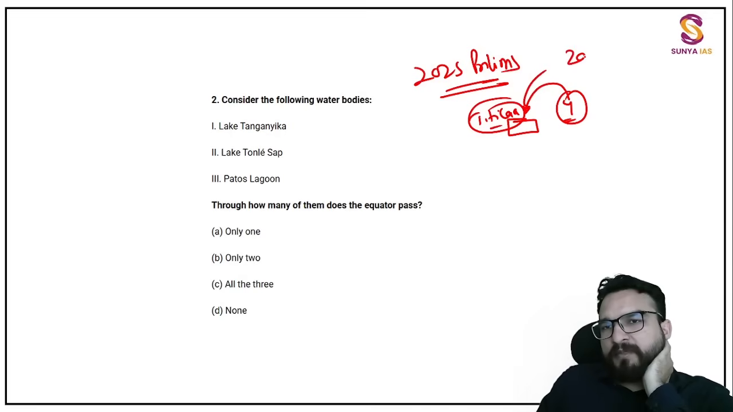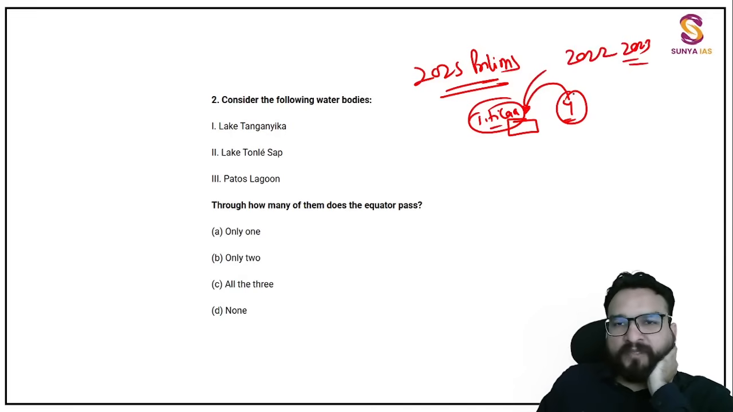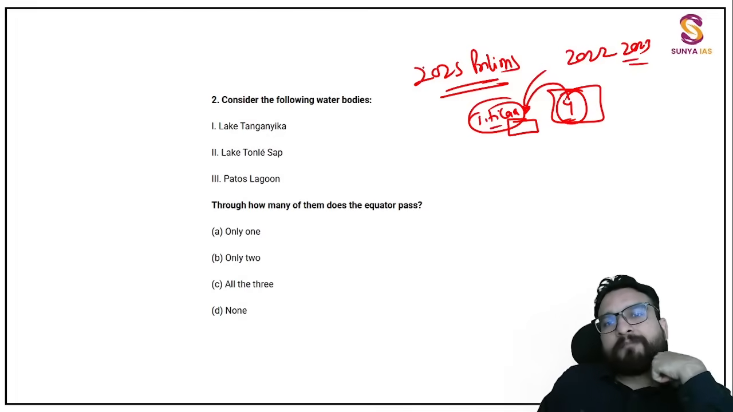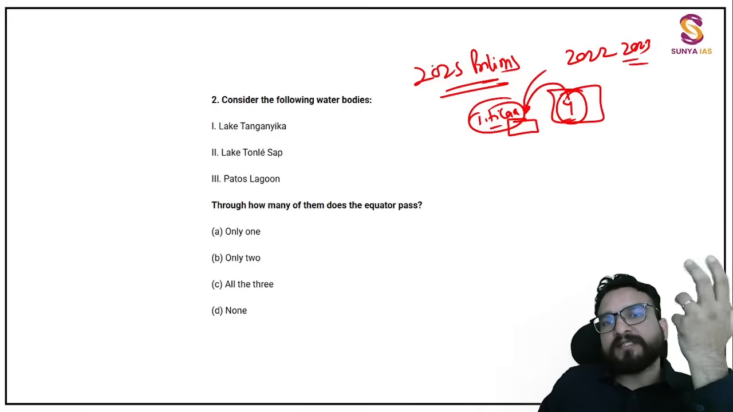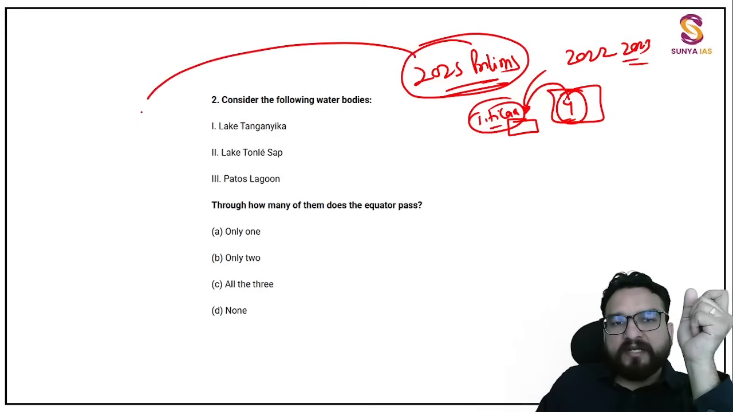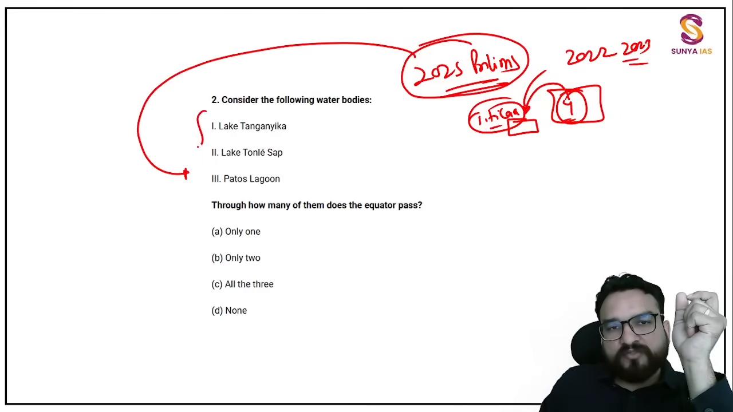And that was recorded maybe in 2022 or 2023. Same 4 lakes you can see. You can check also, those who want to check. But what I am trying to suggest is how information comes. Again you try to see 2025 prelims, you will be finding that they gave 3 lakes over here.